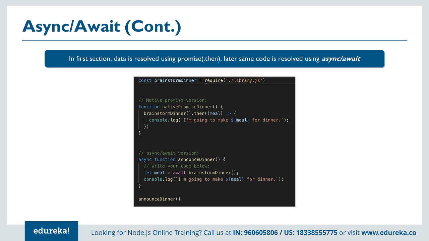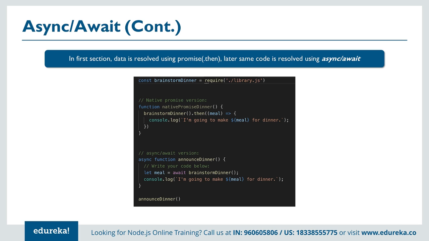So here we have a simple example. In the first section, data is resolved using promise dot then. Later, the same code is resolved using async await. So we have this function, native promise dinner. So brainstorm dinner, let's say, returns a promise. So we attach a dot then function to it, and the callback of then gets this parameter called meal, which will let us know what we're going to have for dinner. And inside we say console log, I'm going to make so and so meal for dinner. So a simple promise implementation.